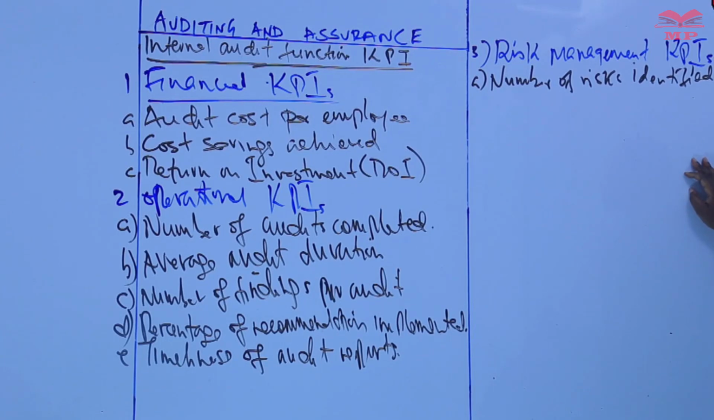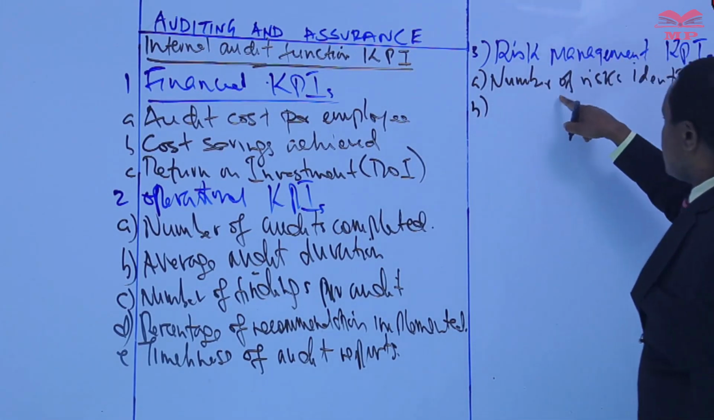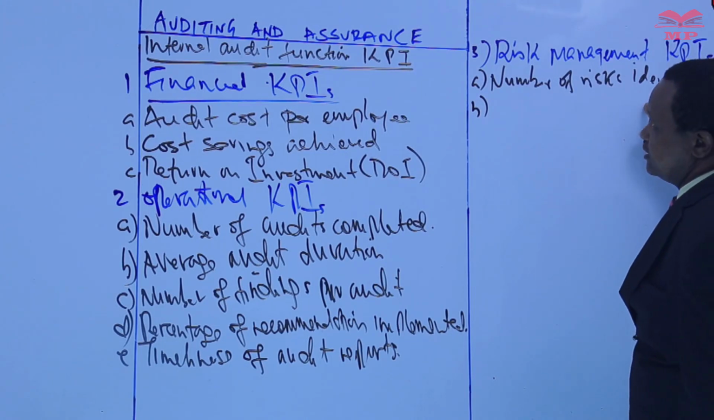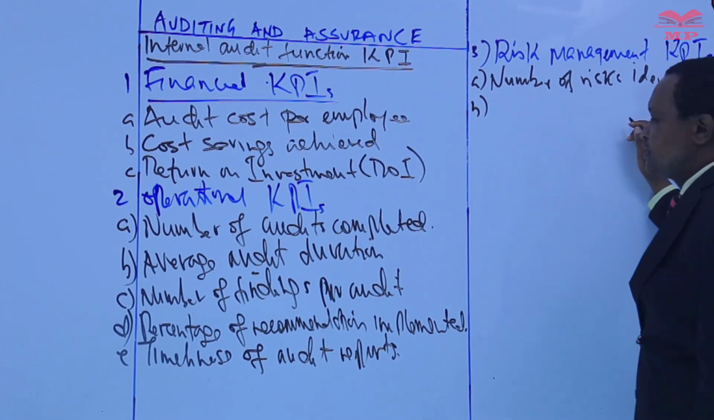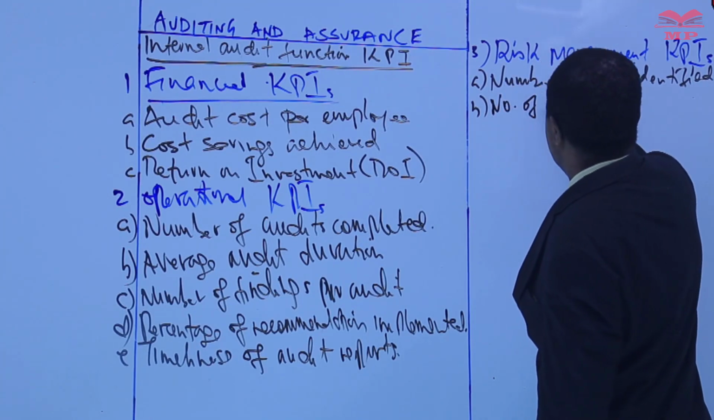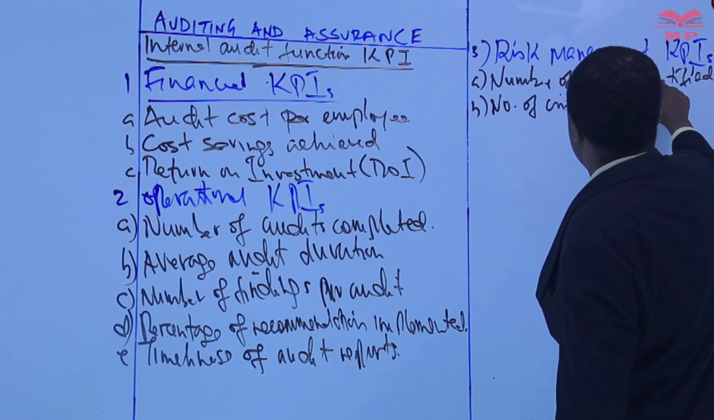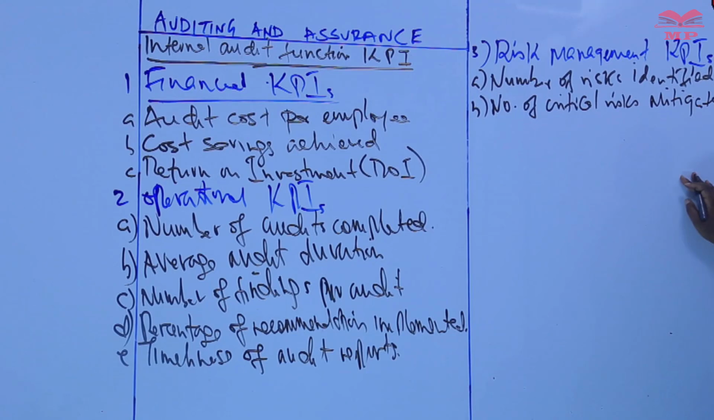Then there is an indicator in relation to mitigation. Because in risk management, identifying and just assessing risk is not enough. There has to be mitigation measures. So another key performance indicator in relation to risk management is the number of critical risks mitigated.